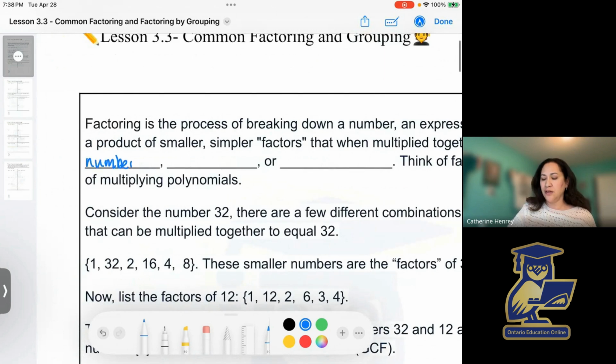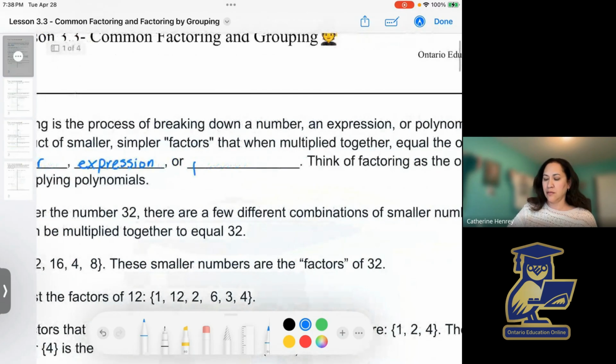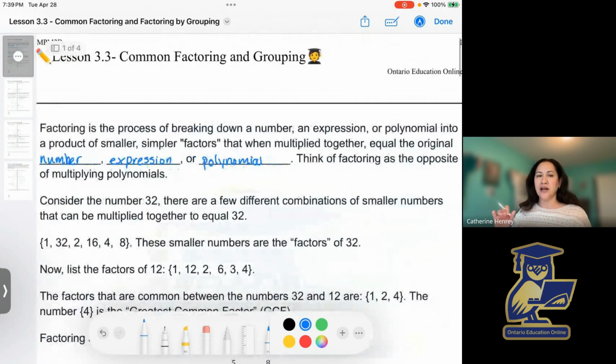So let's fill these in. So we want to start thinking of factoring as the opposite of multiplying polynomials. In the last couple of lessons, we expanded polynomials. And when we start to think about factoring, we want to break them apart. But let's start with a number.